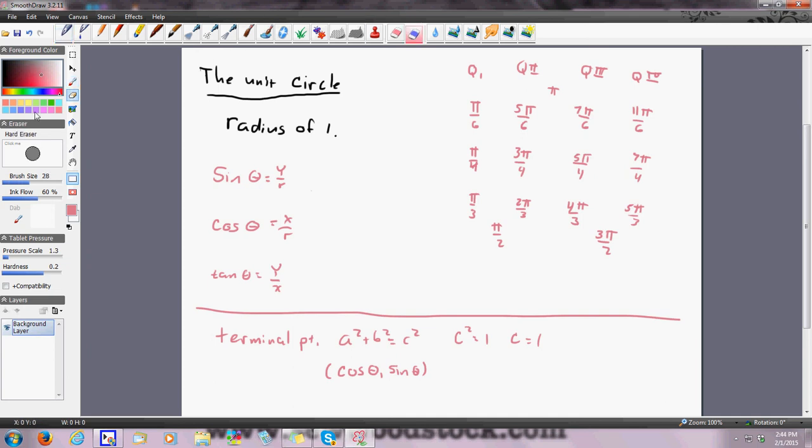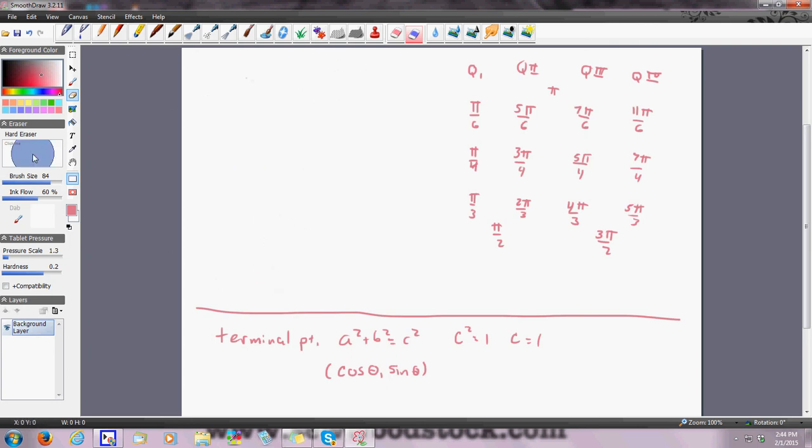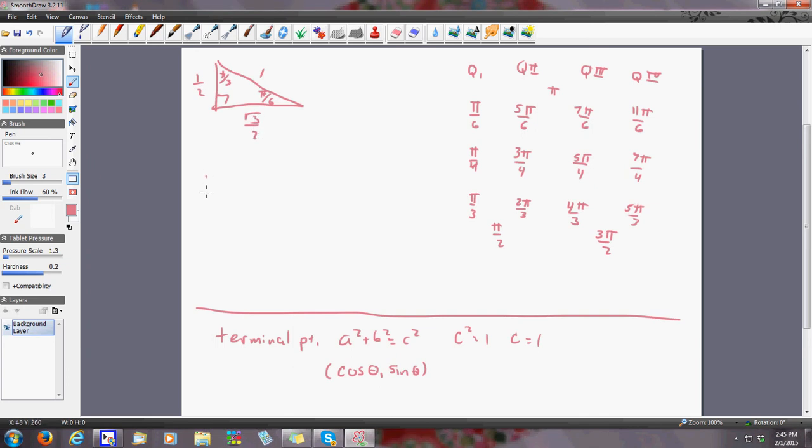You do need to know your special right angle triangles. And if you do, then you're going to be in great shape. Special right angle triangles look something like this. This is pi over 6, this is pi over 3. The sides are 1, 1/2, and radical 3 over 2. This is pi over 4, which makes this pi over 4. This is 1, radical 2 over 2, radical 2 over 2. And so these are your reference angles in quadrant 1.